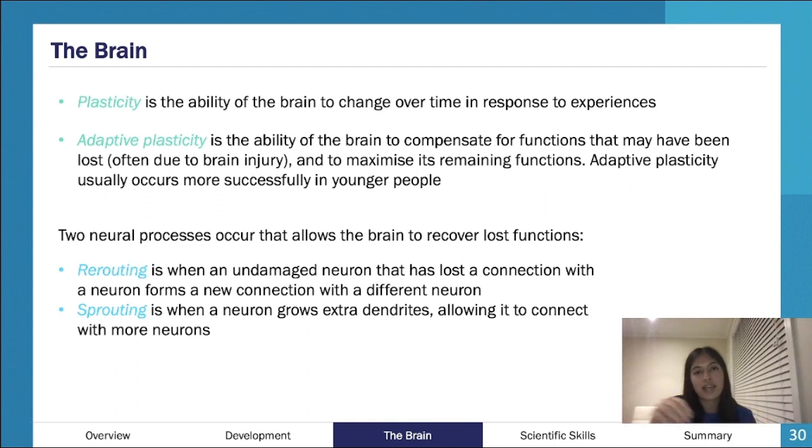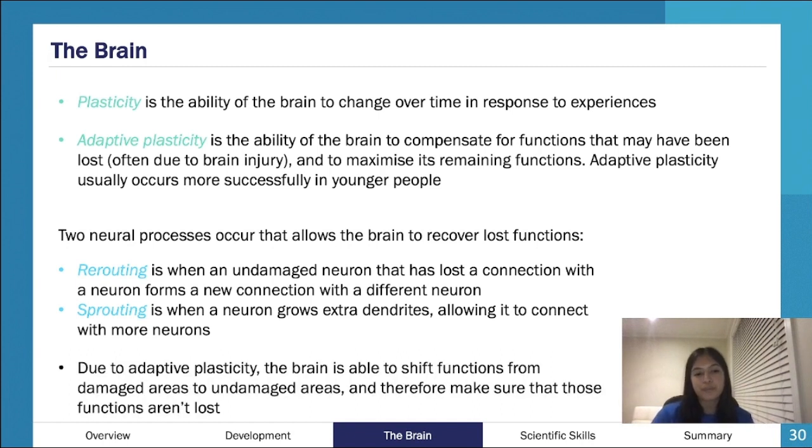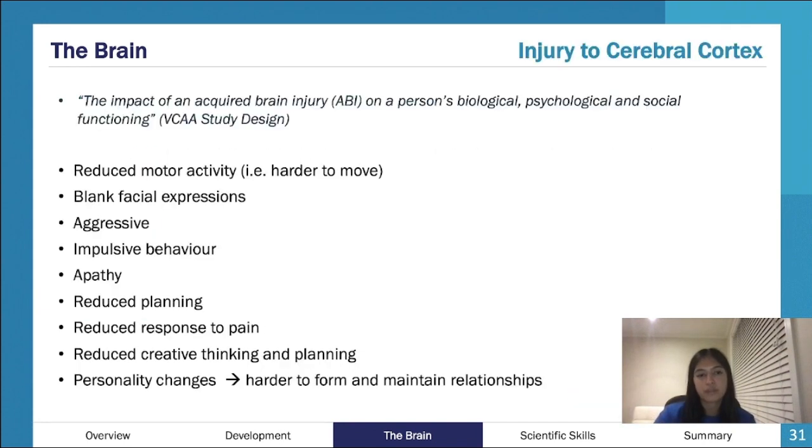It just grows these extra networks, so extra dendrites. Remember, that's where your receptors are. And so that means it can connect and hold hands with a lot more neurons. So now you've got a lot more connections in that way. Again, that's what we've talked about before. So this idea of rerouting and sprouting allows the brain to adapt and take over and replace lost connections.